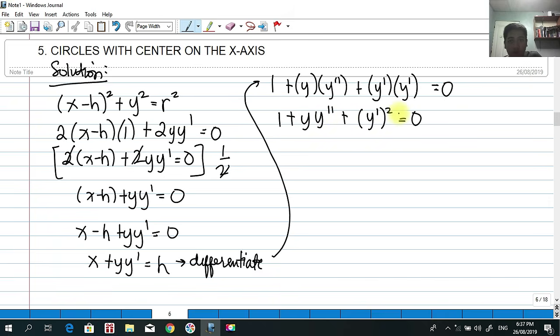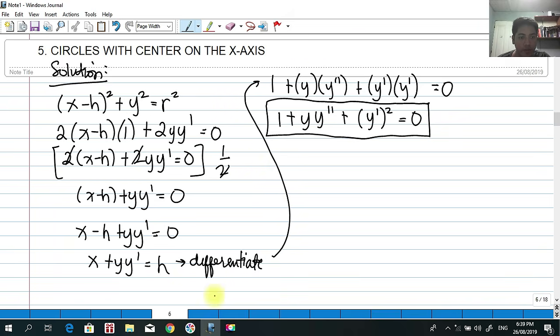And here is our differential equation. If we rearrange this, it's still the same. So we have the answer for the circles with center on the x-axis. That's the differential equation.